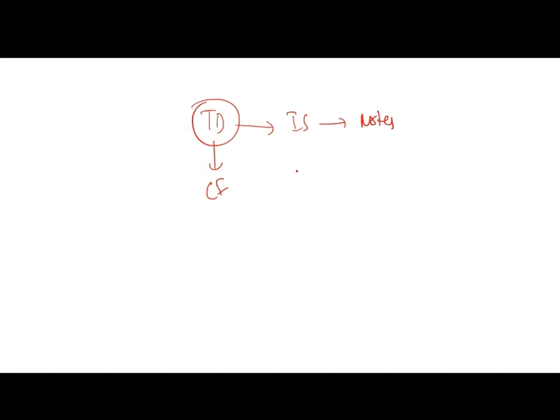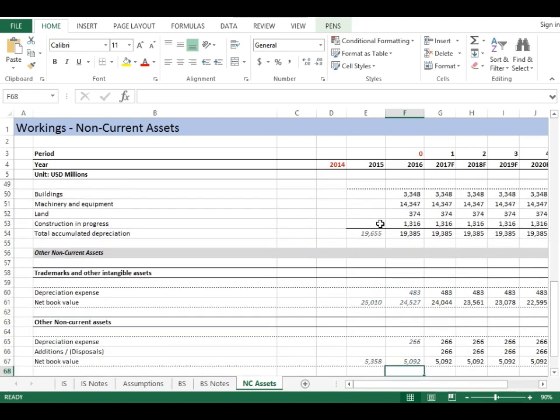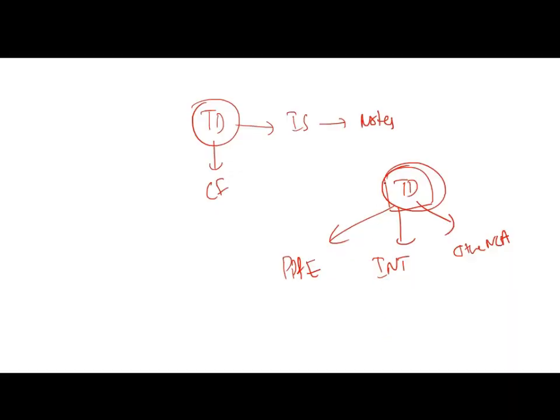So if we go to the notes you will find out that this total depreciation contains three different items. There is depreciation for property, plant and equipment, depreciation for intangibles, and depreciation for other non-current assets. This total depreciation amount, whether I look into the income statement, the cash flow statement, or the notes, is 3078. Even in the fixed asset schedule provided in the annual report, you can find this total depreciation amount. This is 3078.